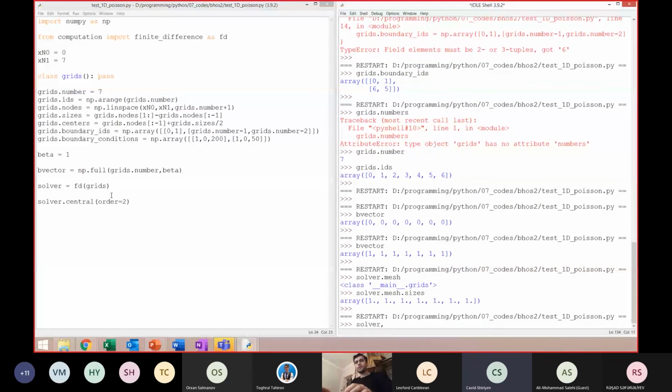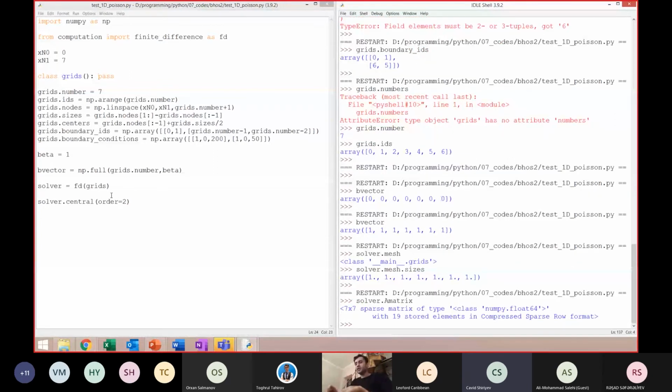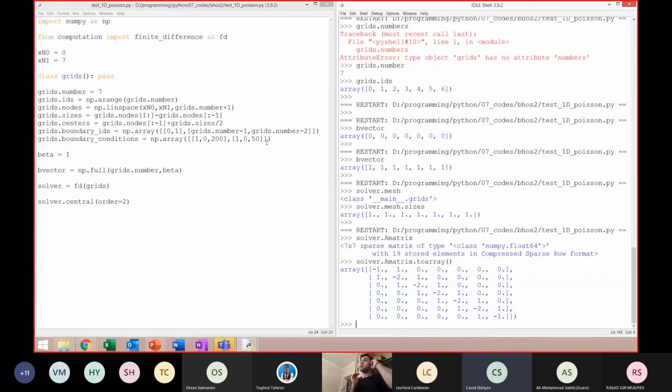If I check the A matrix, it's a sparse matrix filled with only 3 diagonal entries. The 3 entries of each row are filled. If I want to see the A matrix, I can say toarray, and I'm going to see the entries of the A matrix. This is ideally what I'm expecting, where I haven't specified the boundary conditions yet. The A matrix to array is going to be a 7 by 7 matrix, where the boundary conditions are not specified. I have created the b vector, and I have created the A matrix.